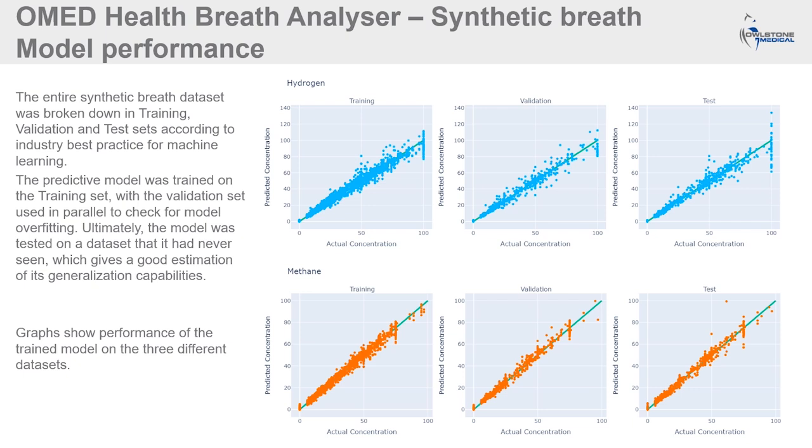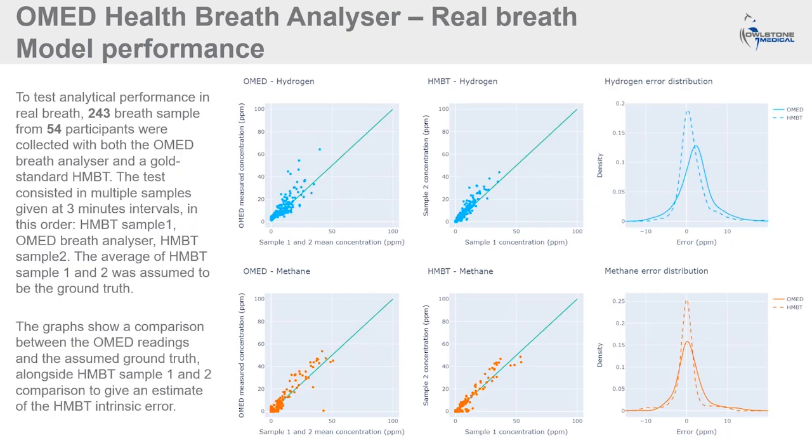But we don't want to just read gas concentrations on synthetic breath. We want to be able to do that also in real human breath. In order to test the device's capabilities to quantify hydrogen and methane on real human breath, we ran a small experiment which paired OMED device readings with a standard benchtop hydrogen and methane breath test, or HMBT.